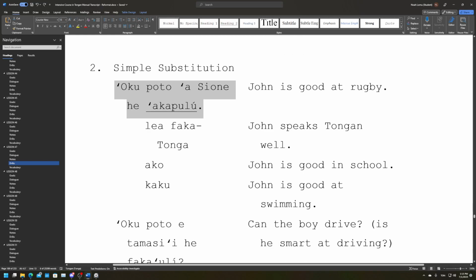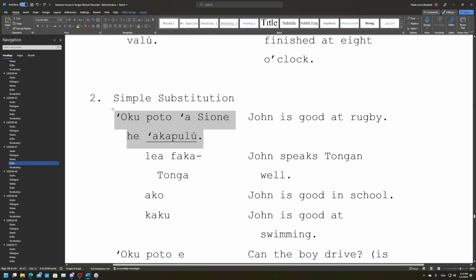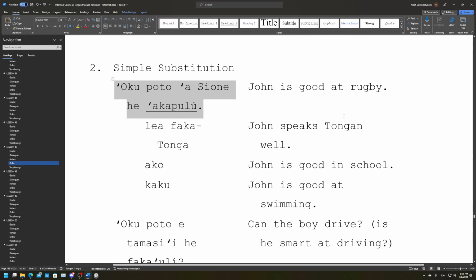So simple substitution now. So we'll just be replacing this word. O ko pota sione ha ka puru.